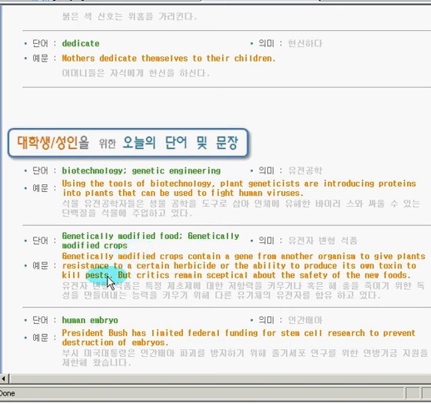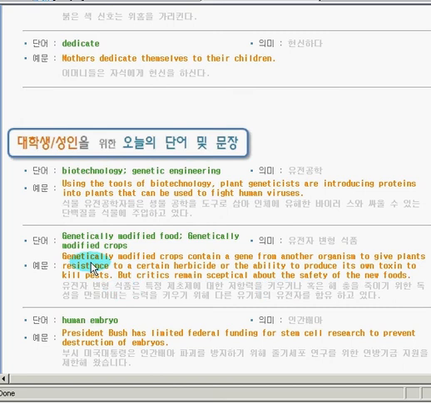Okay, so let's carefully study this long example. Genetically modified crops contain a gene from another organism to give plants resistance to a certain herbicide or the ability to produce its own toxin to kill pests. But critics remain skeptical about the safety of the new foods.